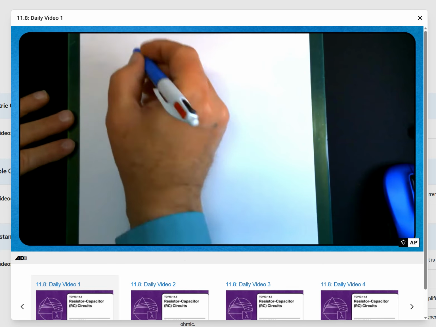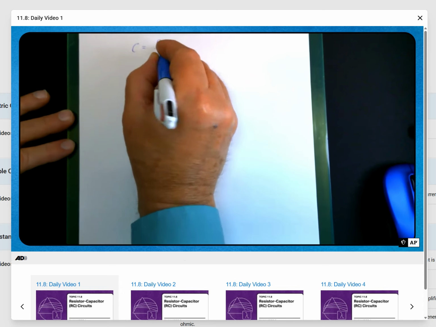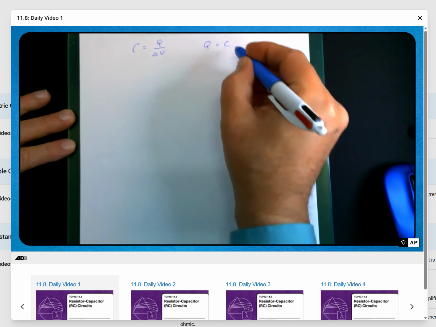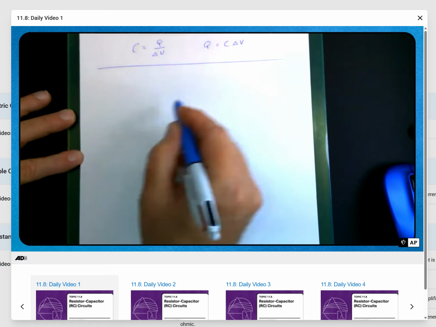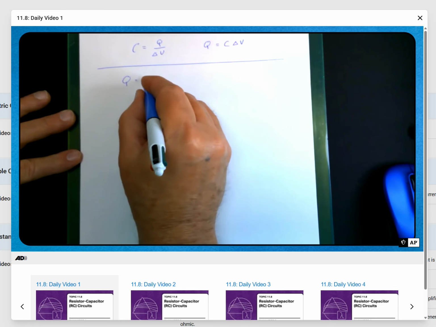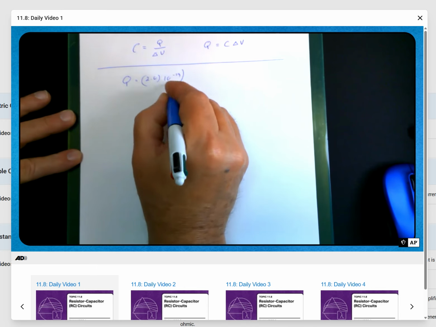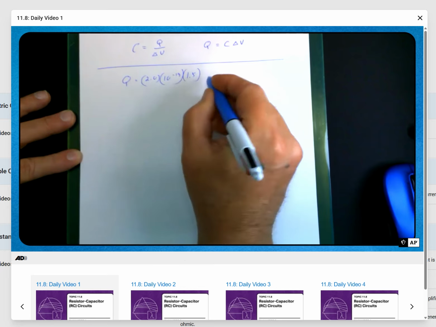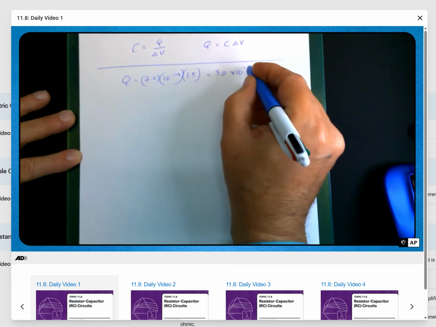So the equation we got off the equation sheet was capacitance is equal to charge over change in voltage. We're going to cross multiply that. We're going to say that charge stored in our capacitor is the capacitance of the capacitor times the change in voltage. Okay, we're good to go. You'll recall that the capacitance was 2 times 10 to the minus 13 farads, and the change in voltage was unsurprisingly 1.5 volts. The good news is we can do that math in our head. 2 times 1.5, so 3.0 times 10 to the minus 13 coulombs.